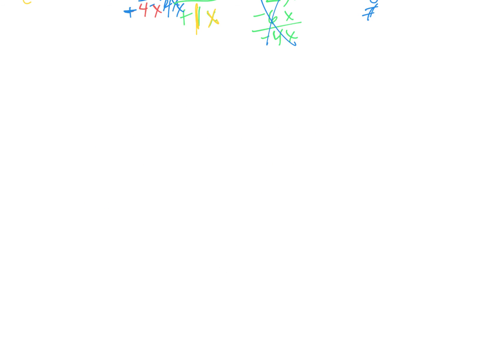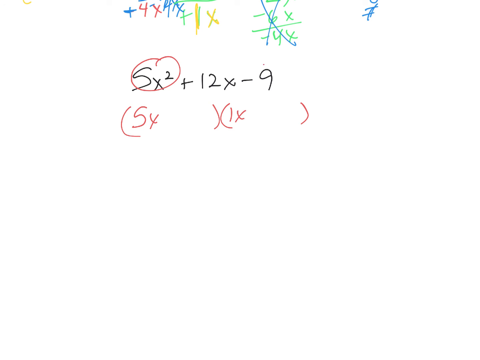Okay, let's look at another one. So let's say I have 5x squared plus 12x minus 9. So look for your greatest common factor. There isn't one this time because this is a positive. So how do I get 5x squared? Well, 5x and 1x. How do I get negative 9? I have negative 1 and 9, 1 and negative 9, or negative 3 and 3. Those are my only three options.